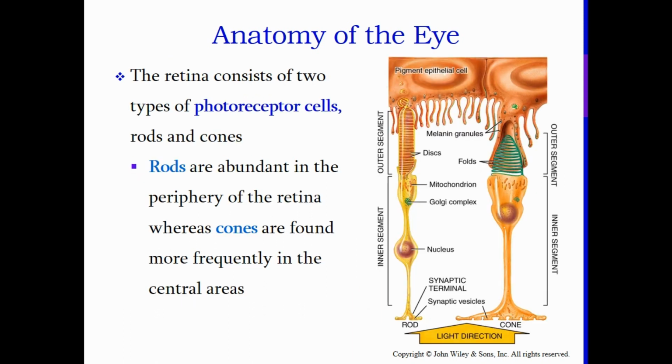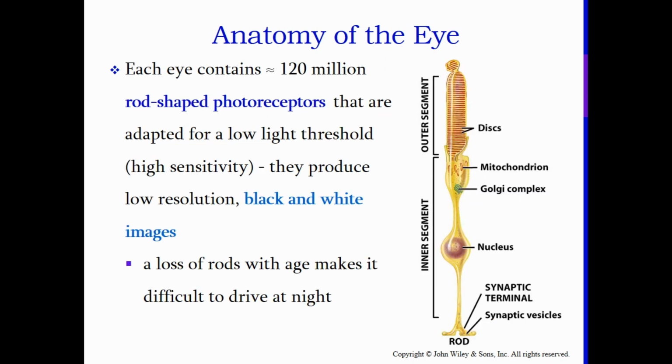The retina consists of two types of photoreceptor cells. They're called rods and cones. Rods are abundant in the periphery, so out away from the middle of the retina, where cones are found more frequently in the central areas. Each eye contains about 120 million rod receptors. They are adapted for low light threshold, high sensitivity, so they're good in low light. They don't work so well in bright light. They produce a low resolution, which means not very clear, and they are good for identifying black and white images. A loss of rods with age makes it difficult to drive at night.